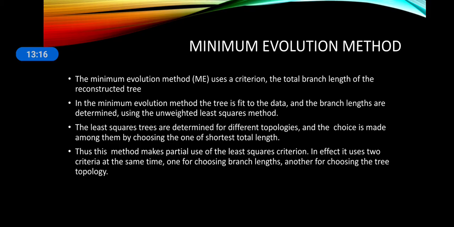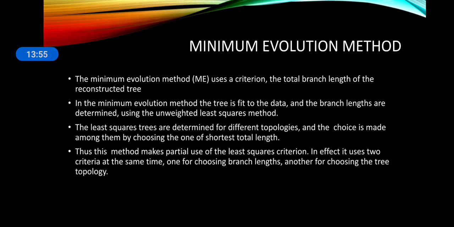Next we will discuss the minimum evolution method. In the minimum evolution method, we use a criterion, that is the total branch length of the reconstructed tree. Here the branch lengths will be determined by the unweighted least square method. First we determine the least square trees, and then we choose the one having the shortest total length. That is how the minimum evolution method is done.